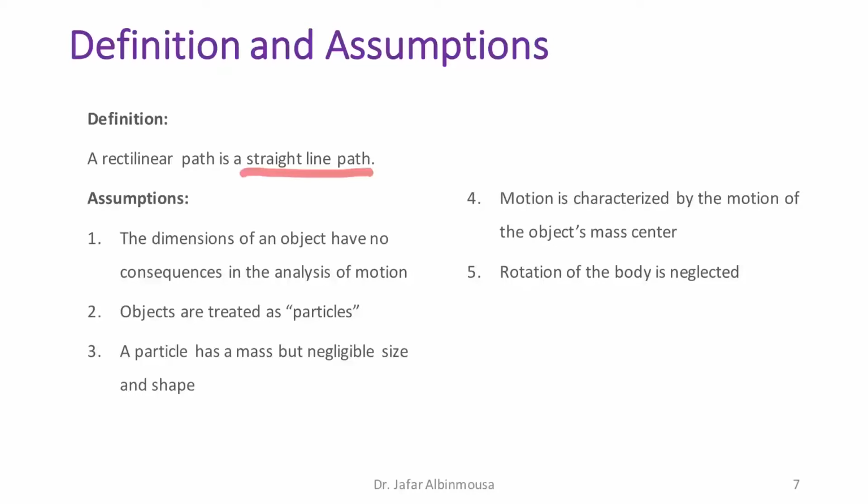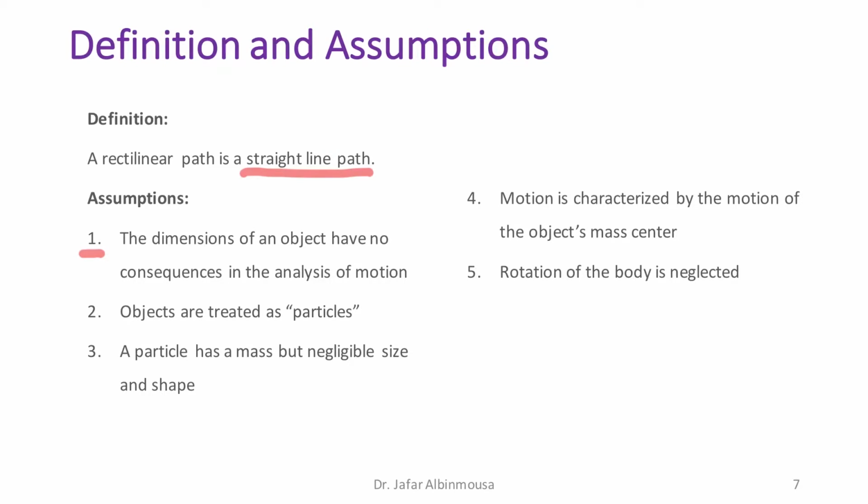And what is really important here is the assumptions that follow. So, assumption number one is that the dimensions of an object have no consequences in the analysis of the motion, which means we don't care if we are studying a rocket or a ball. It doesn't matter. Both are the same.